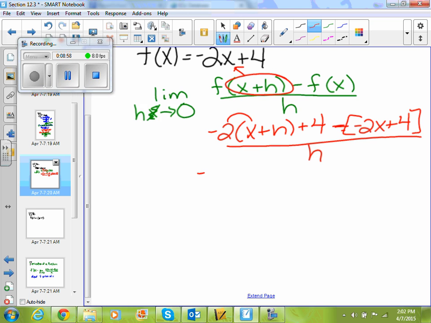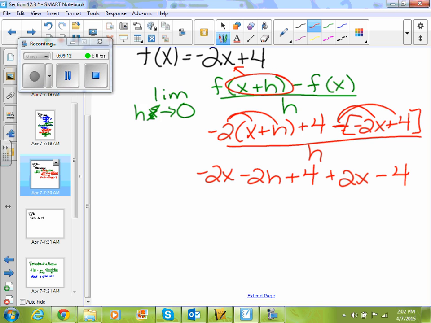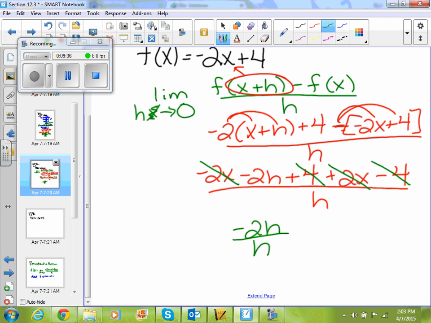Okay, so if I distribute my negative 2, I get negative 2x minus 2h plus 4. And then if I distribute this minus, negative times a negative gives me a positive 2x minus 4, all divided by h. Well, a negative 2x and a positive 2x cancel. A positive 4 and a negative 4 cancel. So I'm left with negative 2h over h. Then you can see that your h's cancel, and you're left with negative 2.